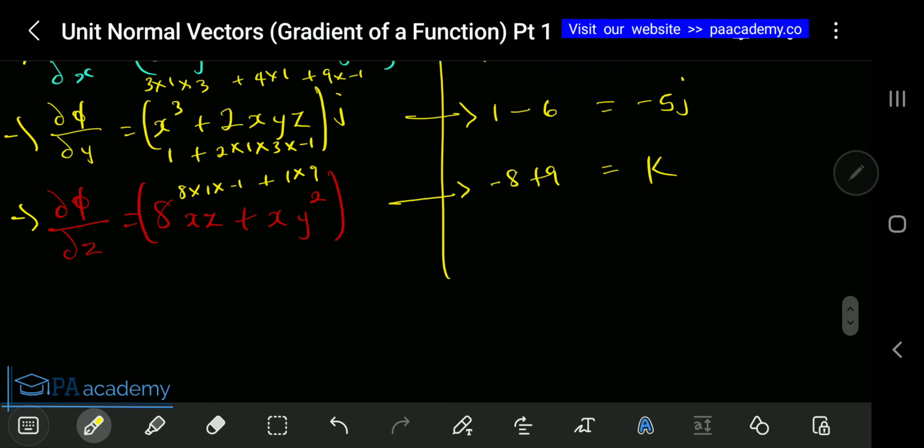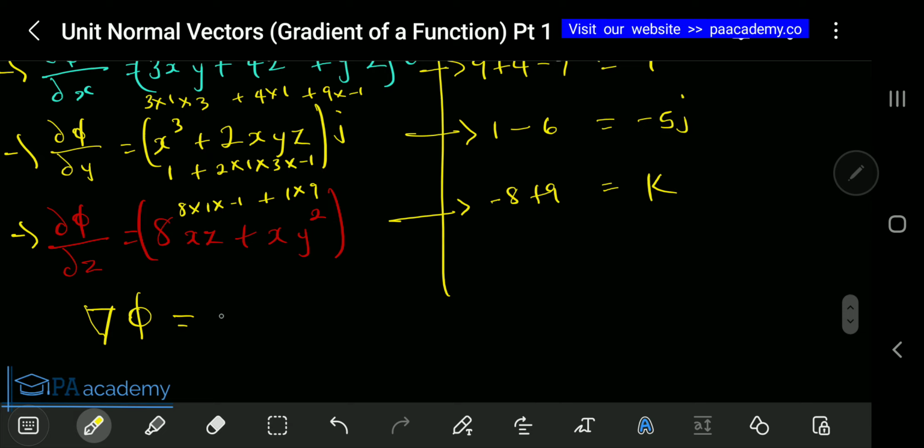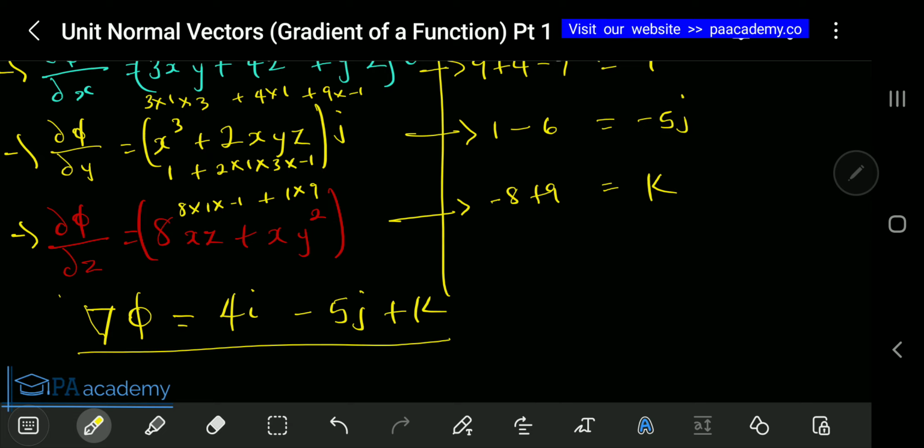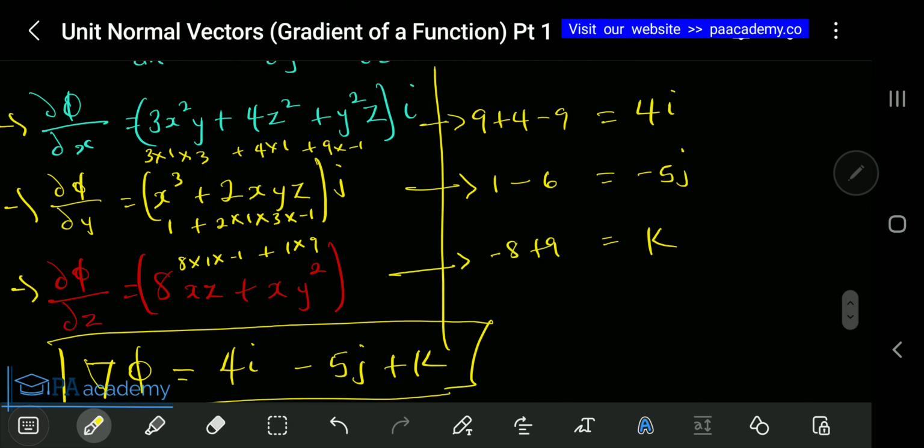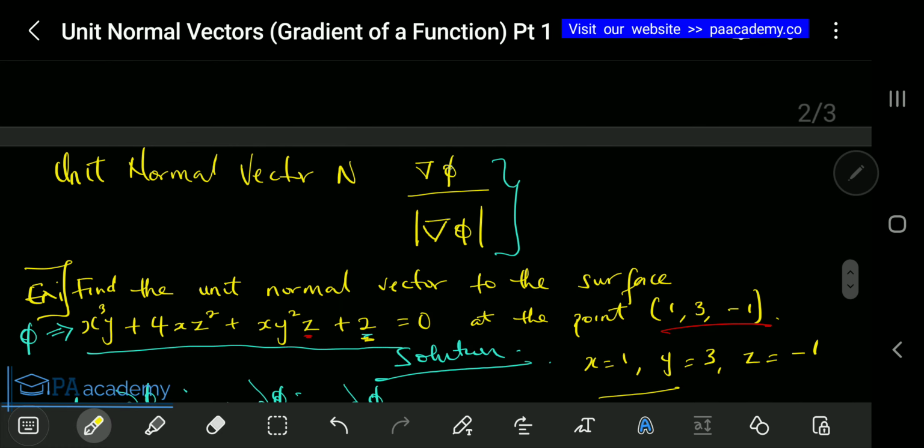Alright, so with this now, we've been able to get our grad phi to be equal to 4i minus 5j plus k. Exactly. But this is not our final answer yet, because what we've just gotten now is the numerator, which is the value at the top. So now the next thing is to get the magnitude of grad phi.